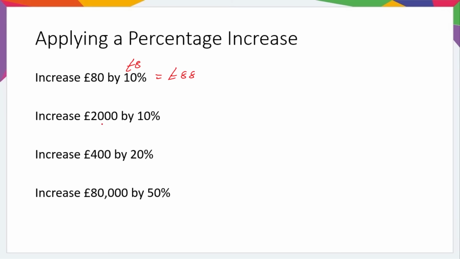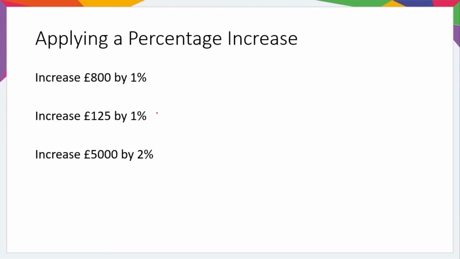If you're increasing £2,000 by 10%, well, what's 10% of 2,000? That's 200. Add the 200 to the 2,000, that's 2,200. If you're increasing £400 by 20%, 10% of 400 is 40, so 20% is going to be 80. So we need to add 80 to the 400 to get 480. If we're increasing £80,000 by 50%, we need to work out 50% of 80,000, which is 40,000, and add that 40,000 to the 80,000 to get 120,000.